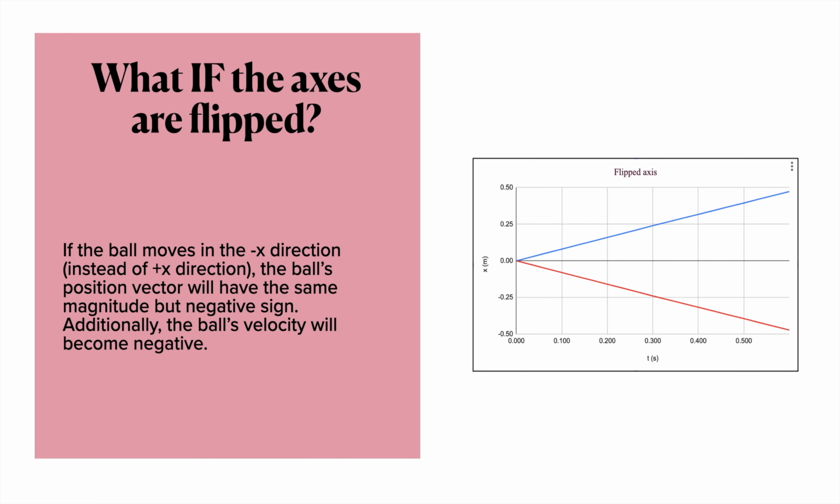After conducting the experiment, I needed to give answers to two questions. The first of them asks, what will happen if the x-axis is flipped? In this scenario, the ball moves in the minus x direction instead of the plus x direction. The ball's position vector will have the same magnitude but a negative sign. Additionally, the ball's velocity will become negative.